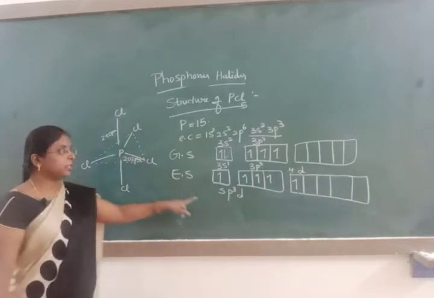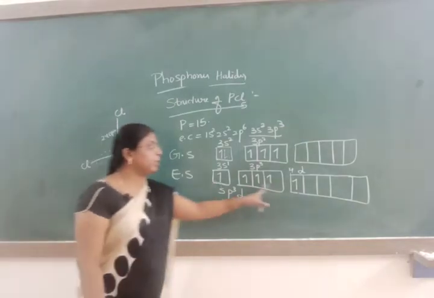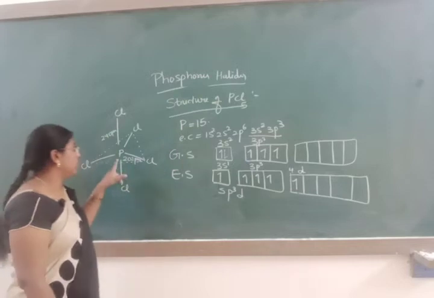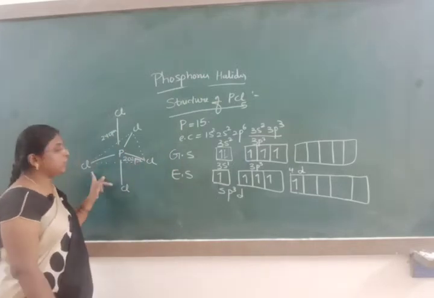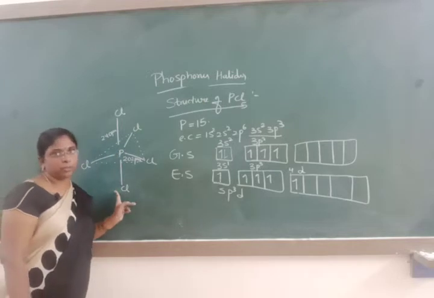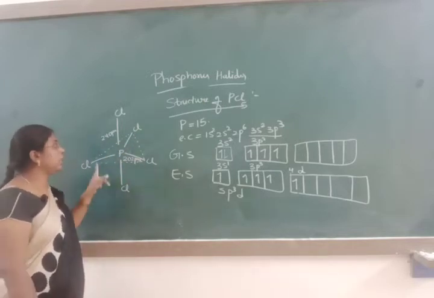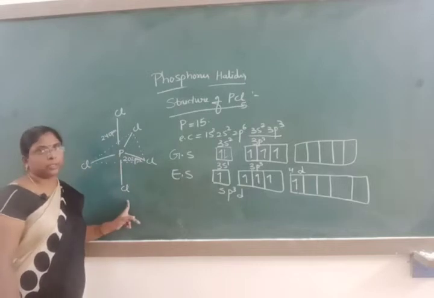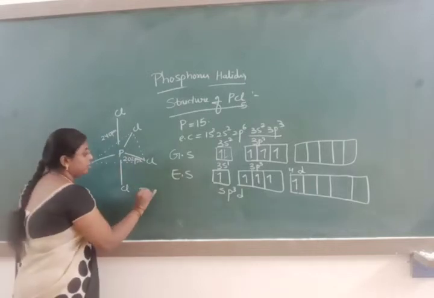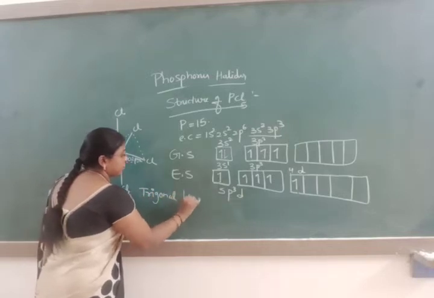Phosphorus will form sp3d hybridization. Among these 5 bonds, it will form 3 bonds at the equatorial position and 2 bonds at the axial position. And its geometry is a trigonal bipyramidal structure. It is a trigonal bipyramidal structure.